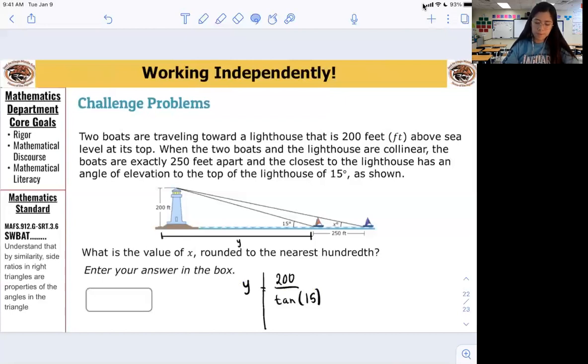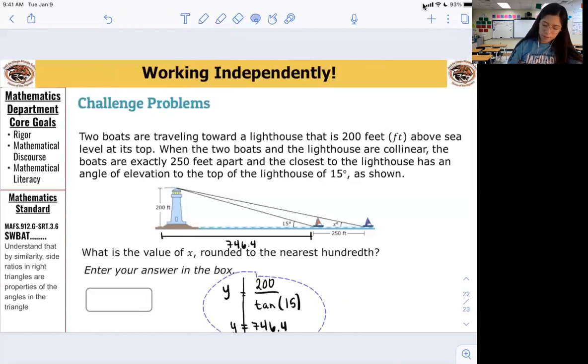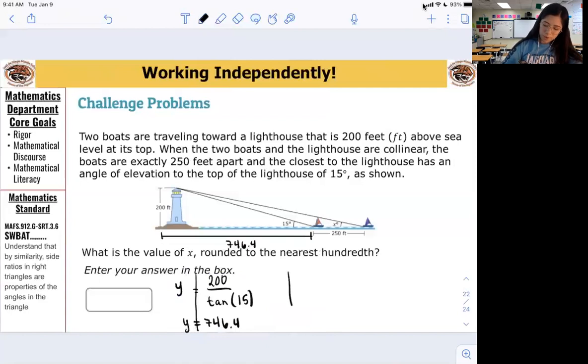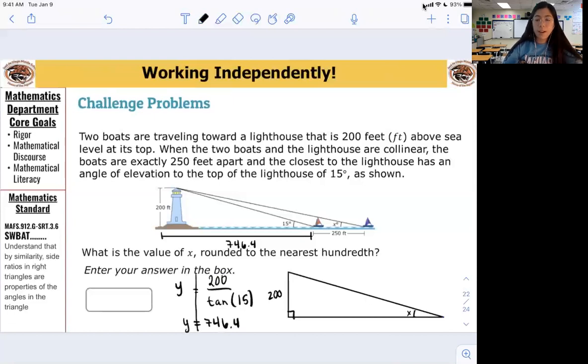What do we get? Good, 746.4. So now, if this is 746.4, I can look at the larger triangle. And let me draw it out here. Where this is 200, this is my x, and now the whole thing, the whole bottom, I just add 250, and this whole thing is 996.4.